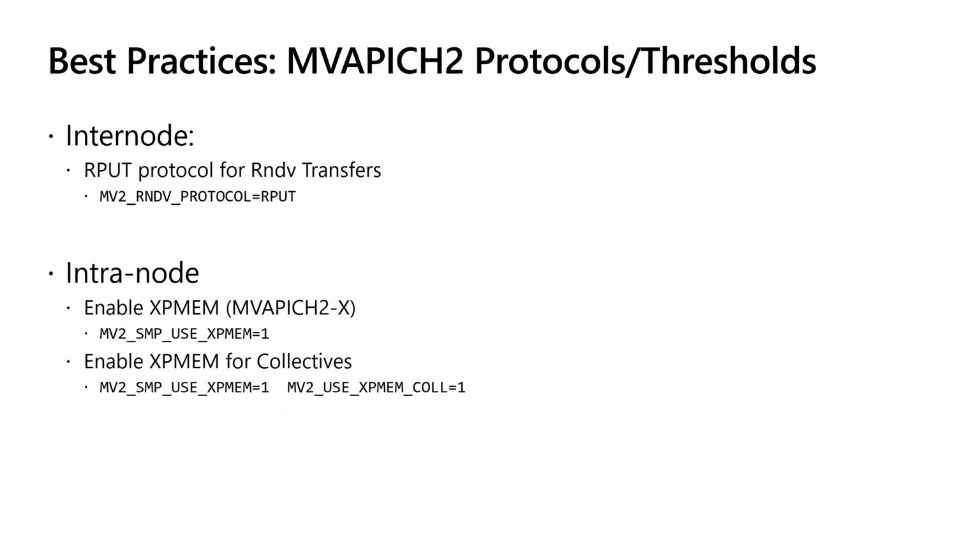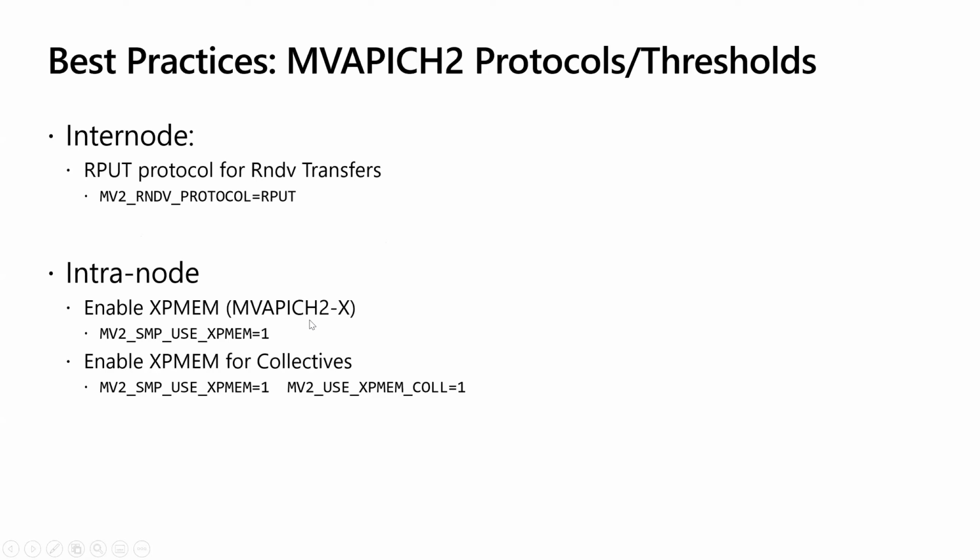And the different protocols and thresholds for MVAPICH2. MVAPICH2, more or less, just works out of the box. A couple of things that we found were giving good performance: the rendezvous protocol, if we select it, was showing nice improvements for bidirectional bandwidth. I think this is going to be the default in the next versions of MVAPICH2 and MVAPICH2-X. The next one is to enable XPMEM if possible.